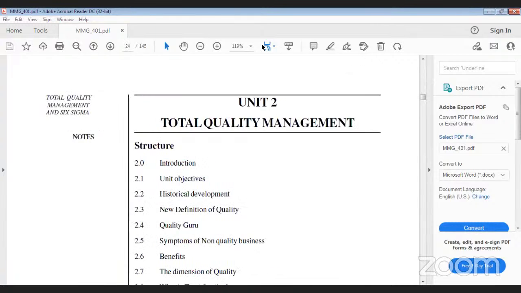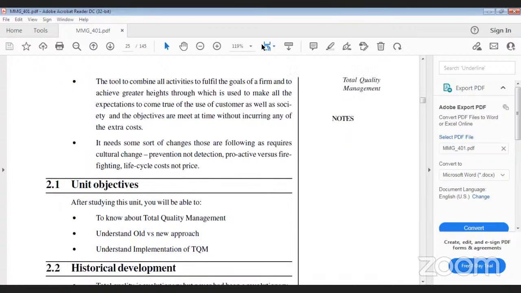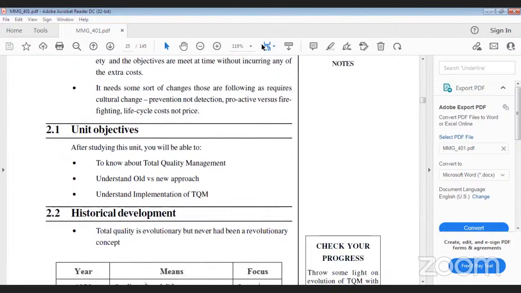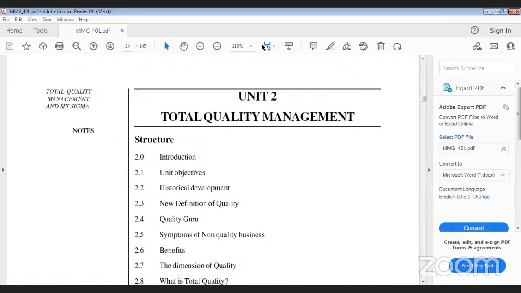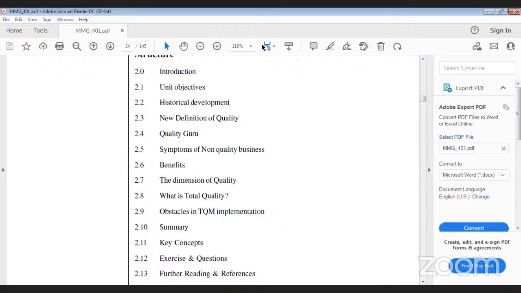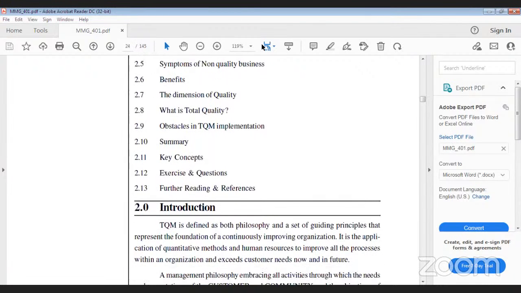Then there is also the next point, total quality management. You will find the unit objectives: to know about total quality management, understand TQM, and then its historical development. There are some points about the unit objectives and historical development.